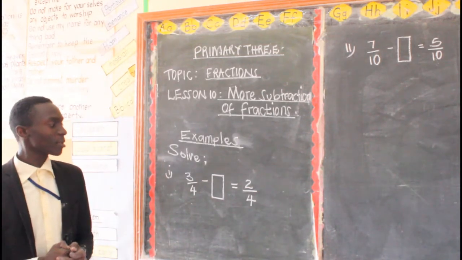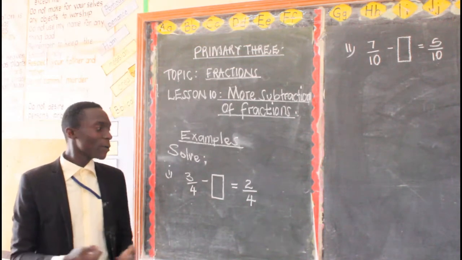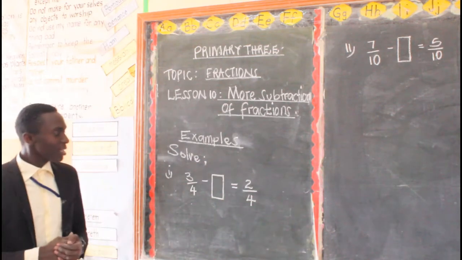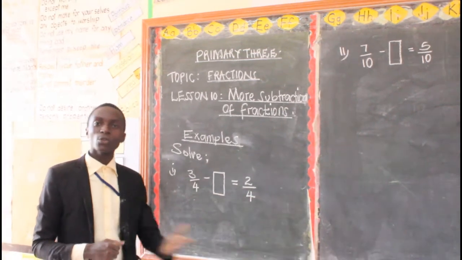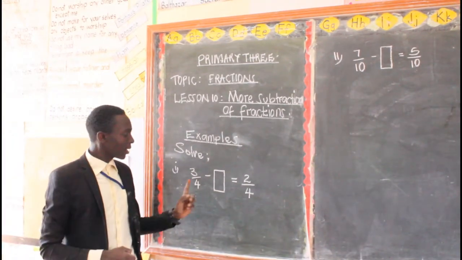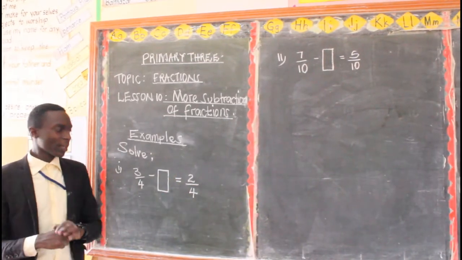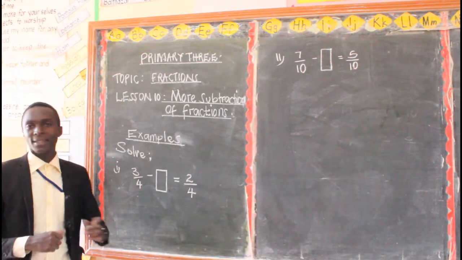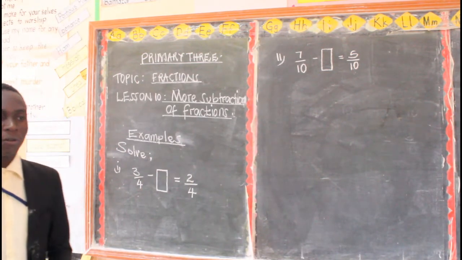Example 1, it is saying solve. Here it's all about solving. How are we going to solve this one? It is saying solve 3 out of 4 minus a number is equal to 2 out of 4. When you get 3 out of 4 minus a number you don't know, you will get the other 2 out of 4. Which number is in the box here? That's what we are going to find.